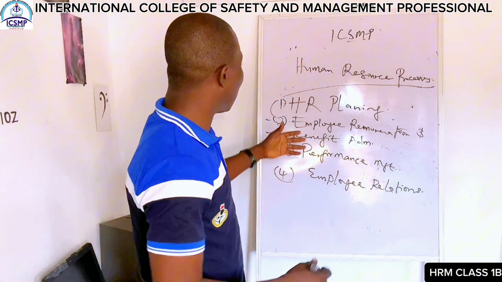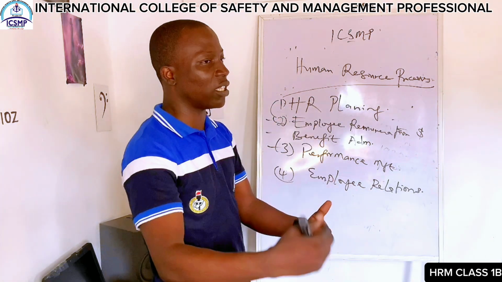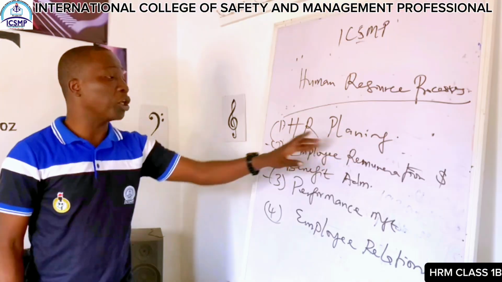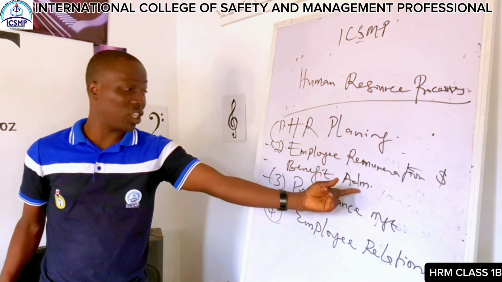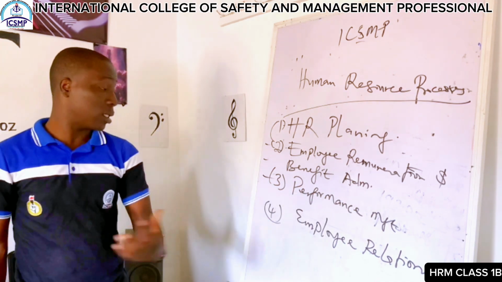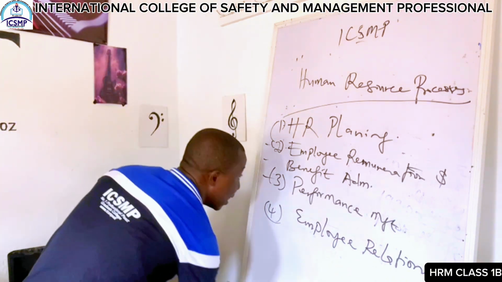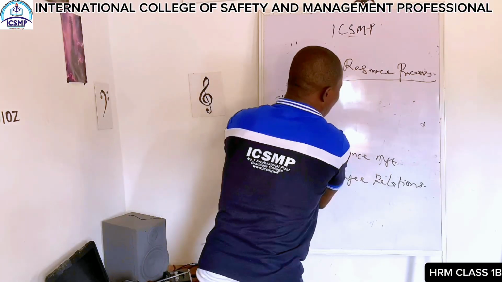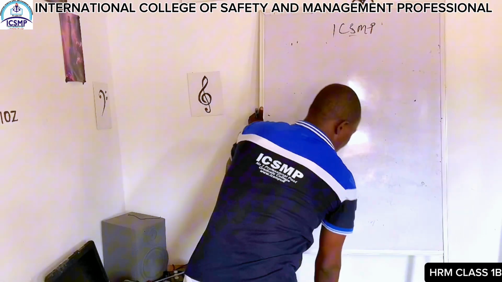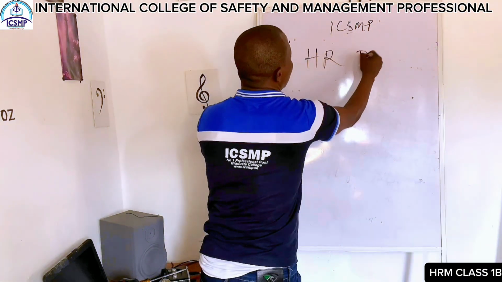So let's take it one after the other again. Human resource processes are a series of interrelated events to achieve results in human resource. Now we have human resource planning, employee remuneration and benefit administration. The third one, we have performance management. And the fourth one, we have employee relations. So let's take it one after the other, like I've said. The first one we will be looking into is human resource planning.